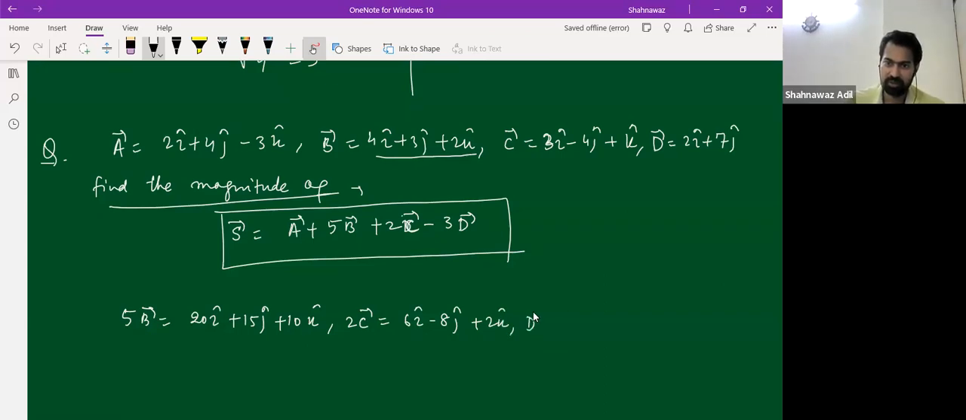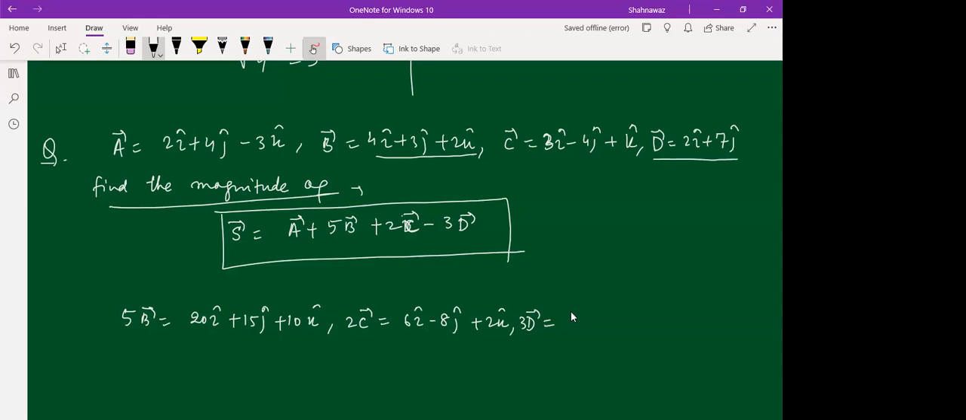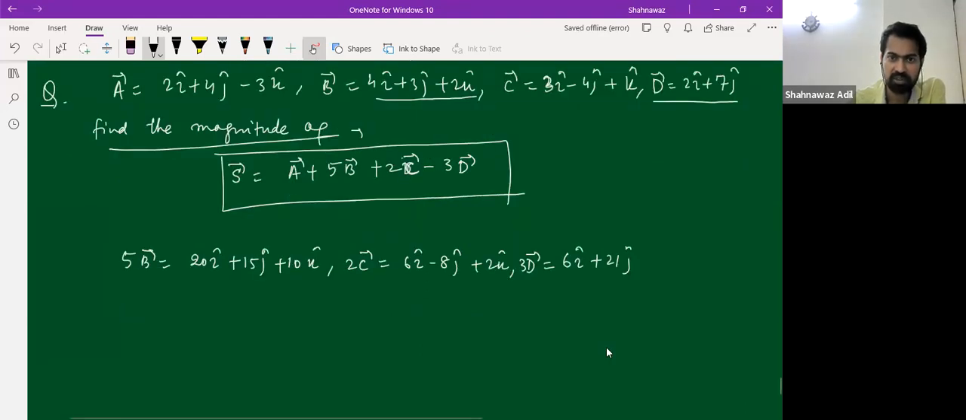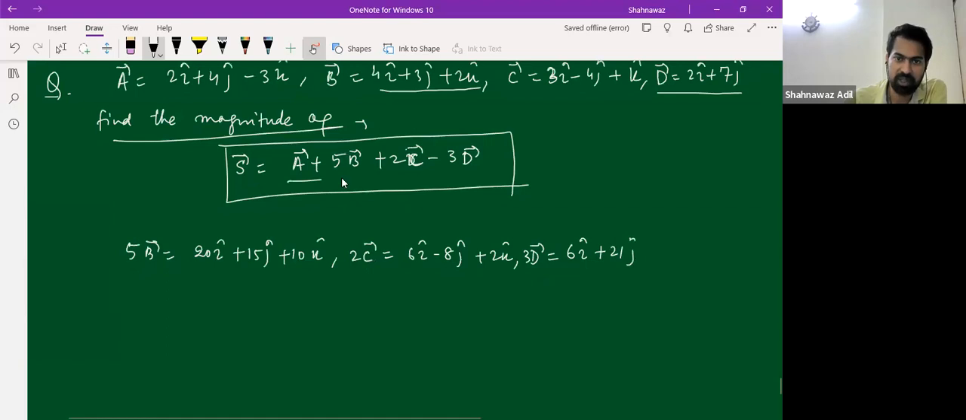And so we have only one more. So Alpha, what would be 3D? D is here. 6 I cap plus 21 J cap. Right. Yes, so that is correct. We have to find these 5B, 2C, and 3D and just plug these values in here.